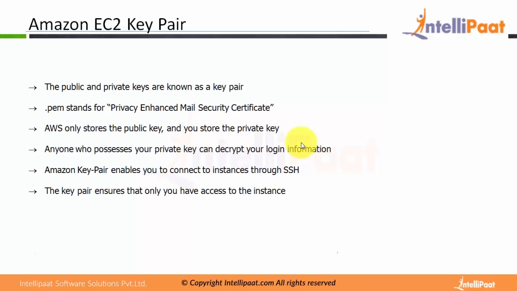First and foremost is the Amazon key pair. They are a public and private key pair given by Amazon. They are also known as PEM files, a privacy enhanced mail security certificate. When you are launching an EC2 instance, you would get a public and private key. So you go to the EC2 console, which we will show in the demo. You create a key. Amazon would give you the option to download the private key. You have to download and save that key.